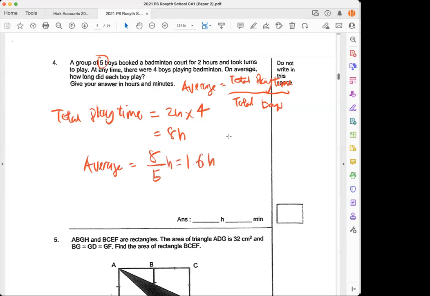The question wants the answer in hours and minutes. So let's convert the 0.6 into minutes. 0.6 multiplied by 60, you get 36 minutes. So the answer is 1 hour 36 minutes. Okay, let's continue with question number 5.